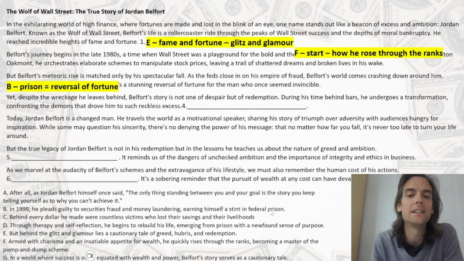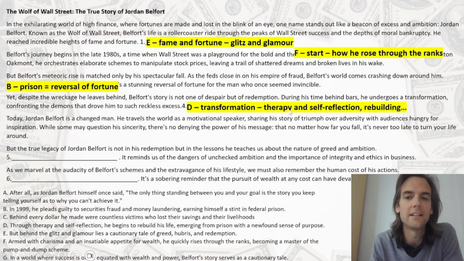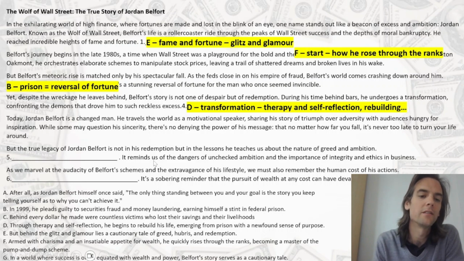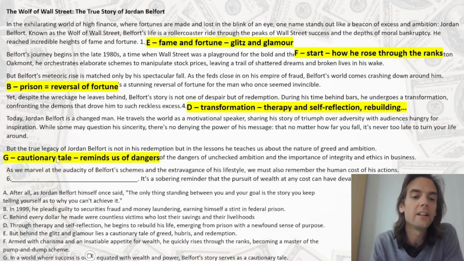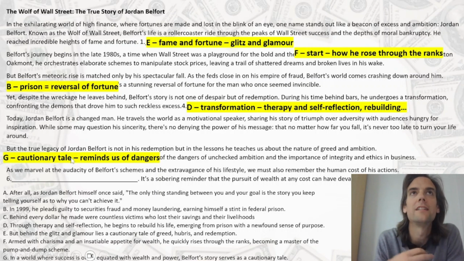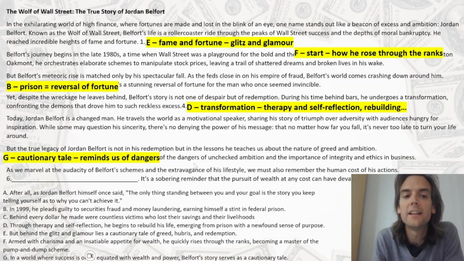Guilty. Stint in prison means staying in prison for a while. Number 4, the transformation. Well, that's going to be D, isn't it? Therapy, self-reflection. He rebuilt his life. That's a transformation. Number 5, this one could be slightly difficult, but the key point here is the cautionary tale, as in a story that serves as a caution, a warning. It reminds you of the dangers. So G is definitely the best answer.